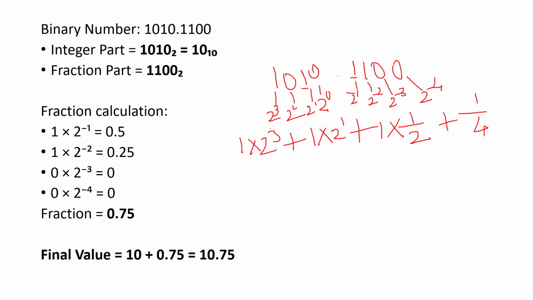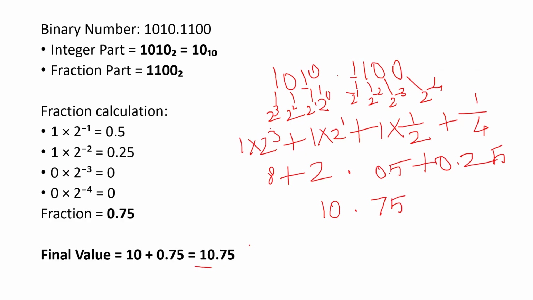Anyway, the zeros, everything is 0 only, so no need to work out zeros. It will take time, writing time and calculation time, it's a waste. If 0 is there, the multiplication is 0 only. Now you can take 8 plus 2, and after the decimal point, what is 1 by 2? 0.5. And what is 1 by 4? 0.25. Now my decimal value is 10.75. So this is my value for this binary number.